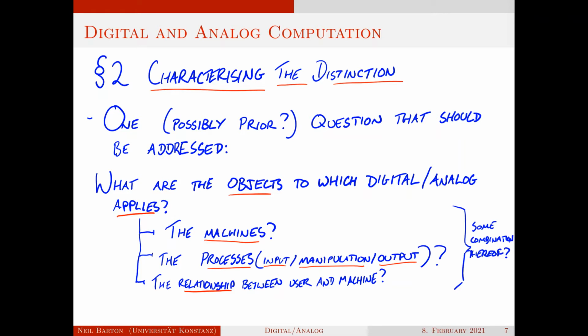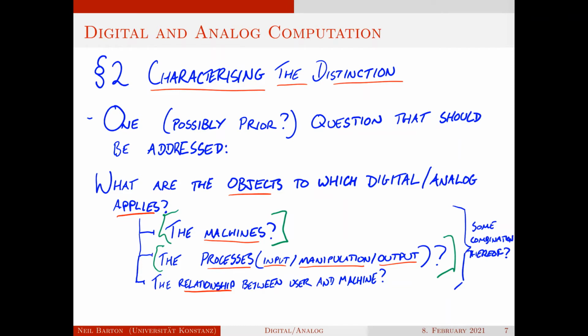So one, it could be the machines themselves, independent of any particular process, just the nuts and bolts, so to speak, of the actual objects performing these processes. Secondly, it could be the processes that we think are digital or analog as opposed to the machines themselves. This includes the input and how things are manipulated and the output.